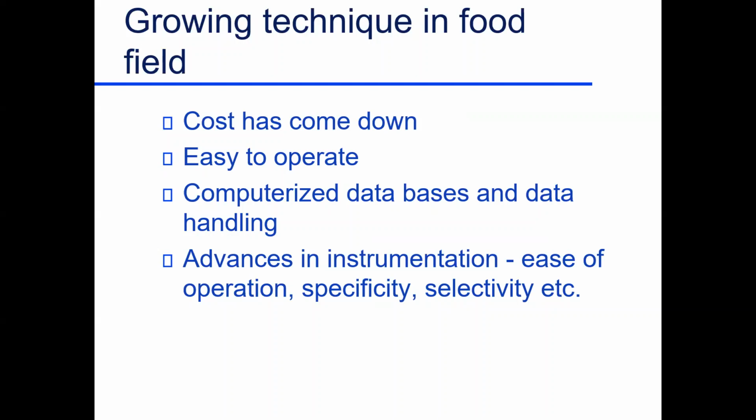They're easy to operate, not maybe to interpret what you get, but they're easy to operate. You can push a button and get all kinds of data. We've got wonderfully computerized databases on so many compounds, so the searching gets to be easy. Data handling gets easier and easier, and there are advances in instrumentation and so on down the line. It's an exceedingly useful technique, and you're going to find it more and more routinely. Even a smaller company may end up having a mass spectrometer just because the cost has come down and they're so valuable to a company.